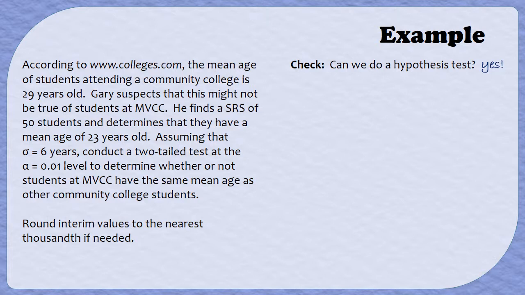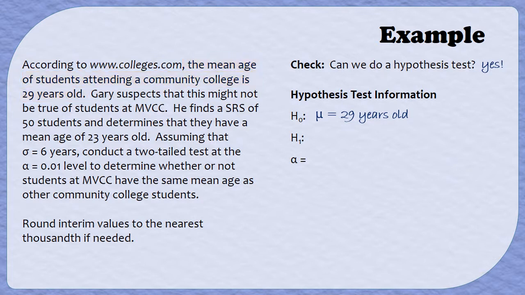Next, if we're going to do a hypothesis test, we have to state our hypotheses, right? So in this case, we want to know what information is Gary contesting and what does he suspect. For the part that he's contesting, Gary thinks that there's a difference between students at MV and just students at community colleges in general. So we're told that the mean age of students attending a community college is 29 years old. Okay? This is the thought that Gary is contesting. So our null hypothesis is going to be that mu equals 29 years old.